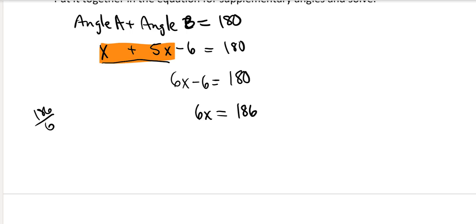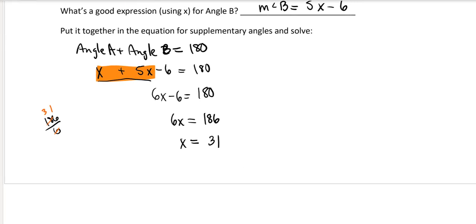I know that 6 goes into 18 3 times. Nothing's left over, so that's cool. And then 6 goes into 6 once. So when I divide both sides by 6, I will get a value of 31. So that's how much x is. So let's go back and make sure we answer our question. Angle A, we have to find the measure of that, and that's just x.